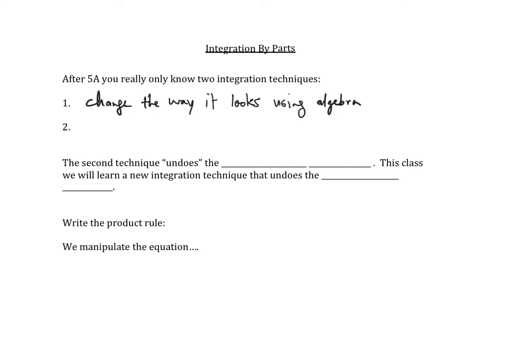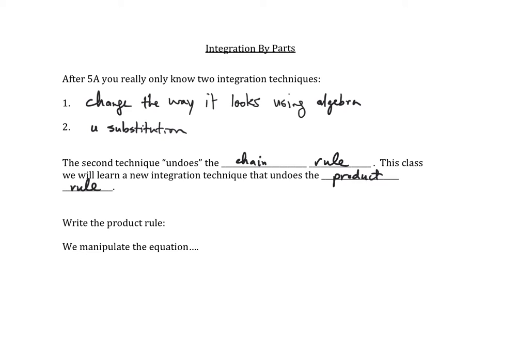The second integration technique that we learned in first semester calculus was what I call U-Substitution. Now, this second technique, U-Substitution, really undoes the chain rule. Okay? So in this particular section, we want to learn a new integration technique that will undo the product rule. So let's remind ourselves of how the product rule works.